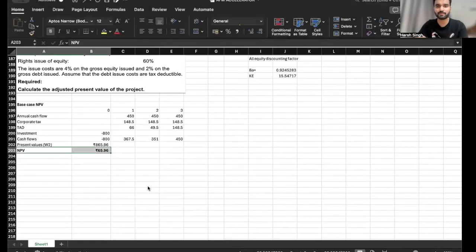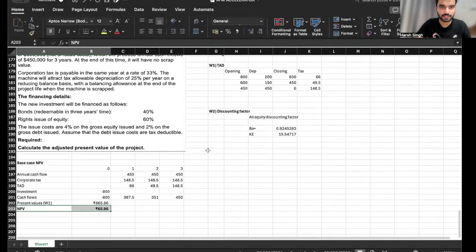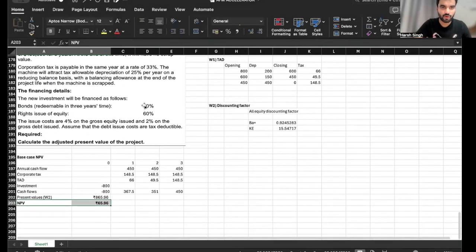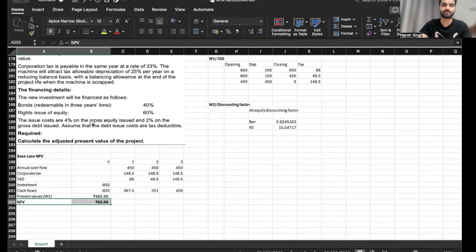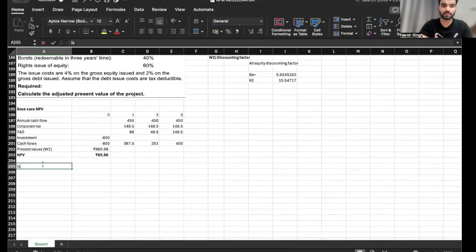For example, the second thing that I'll solve is: the bonds are going to be 40%, 60%. Issue costs are given, 4% on gross equity issued and 2% on gross debt issued. Assume debt issue costs are tax deductible. Okay, so we can go with the issue cost.